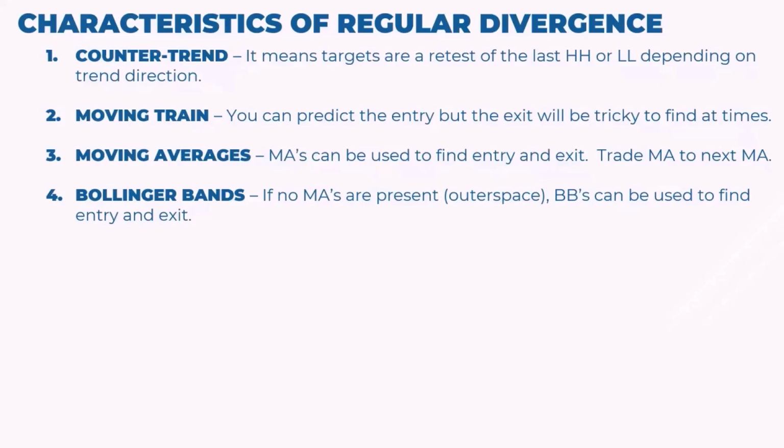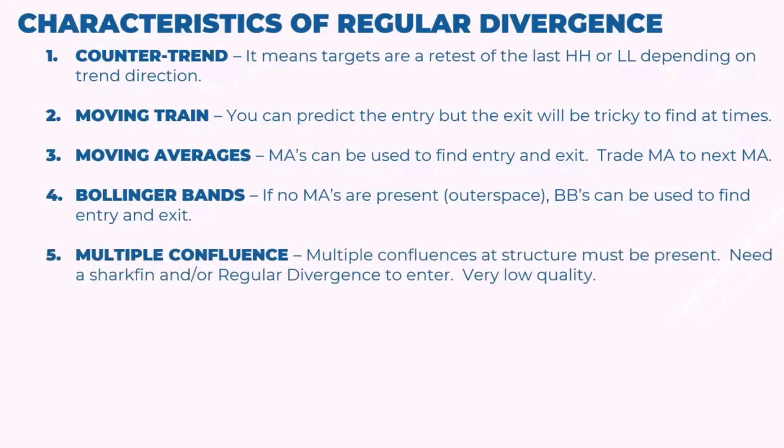But in every trade, you want to have multiple confluences. And this is going to be a part of your trading plan, that I will not take trades without multiple confluences there. Right? So with regular divergence, those confluences are going to be very low quality because you're going counter trend. So as long as you're aware of that, that's fine.